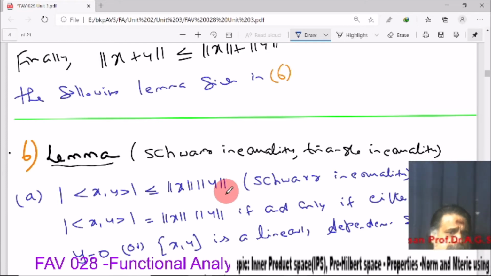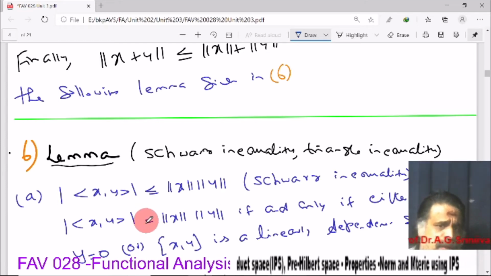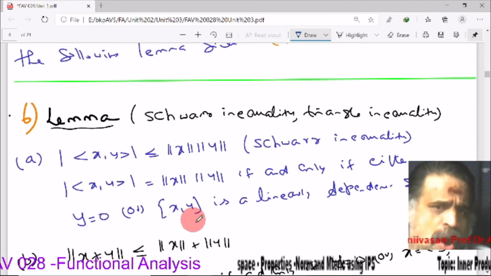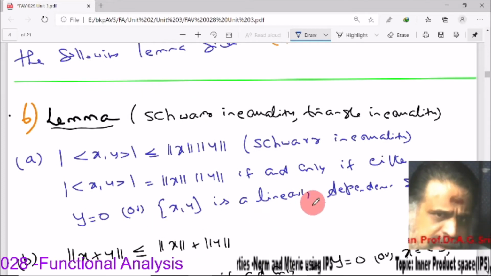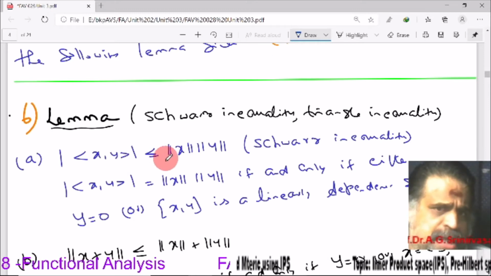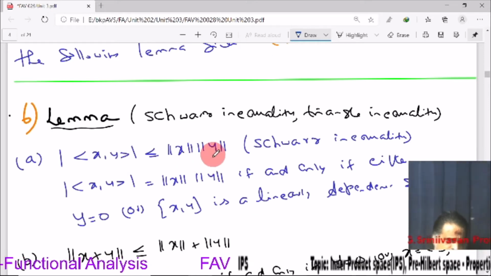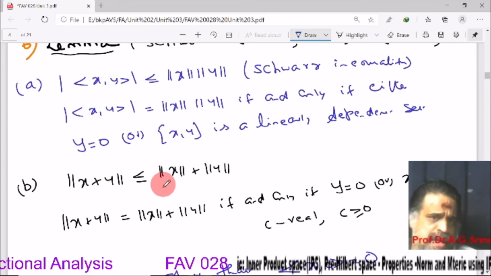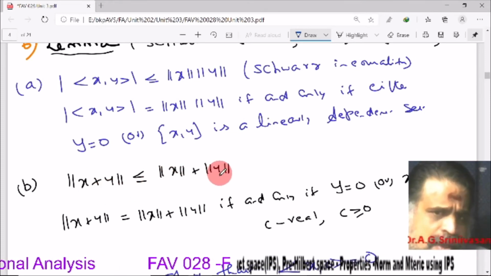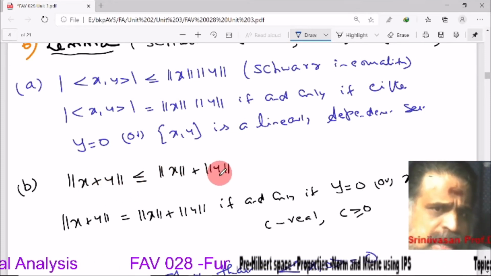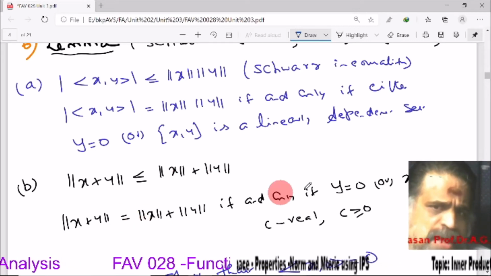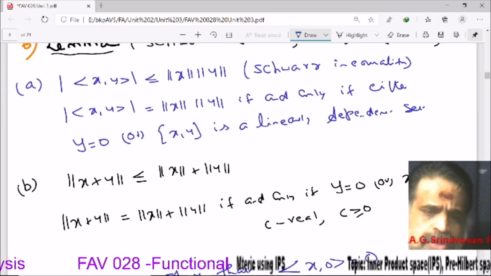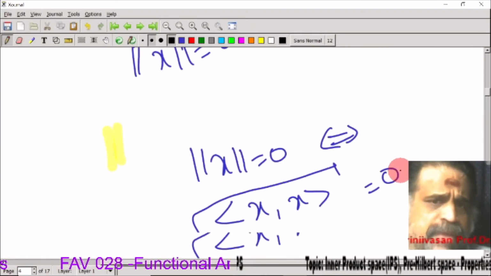norm y, and equality holds if and only if either y is equal to 0 or x and y are linearly dependent. So modulus of inner product xy is less than or equal to norm x into norm y. Then using this, we will prove norm x plus y is less than or equal to norm x plus norm y, which is a triangle inequality. And again, the equality holds if and only if y is equal to 0 or x is equal to cy. So to prove this, we'll do like this.